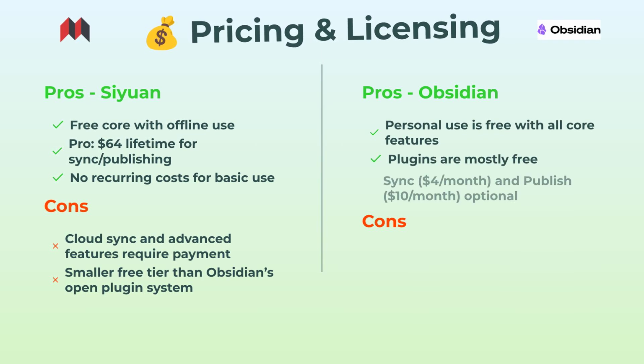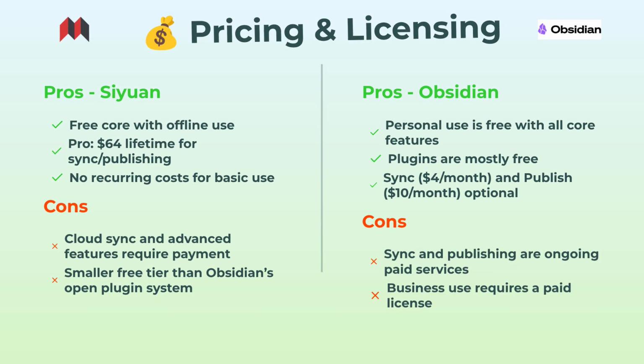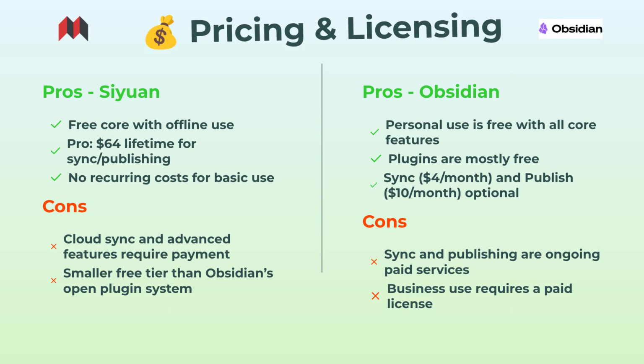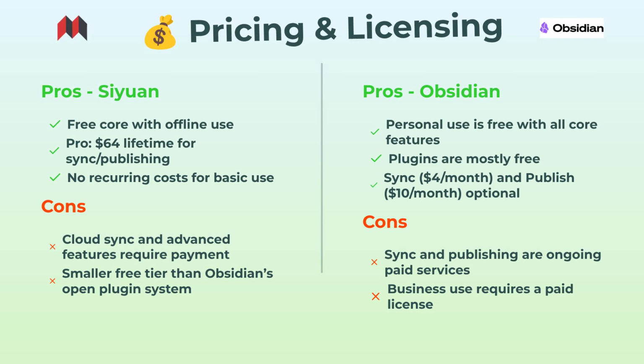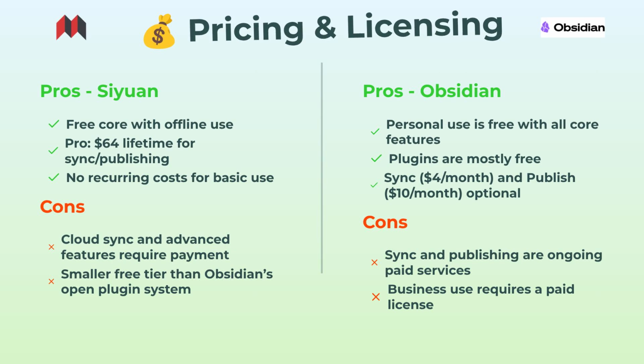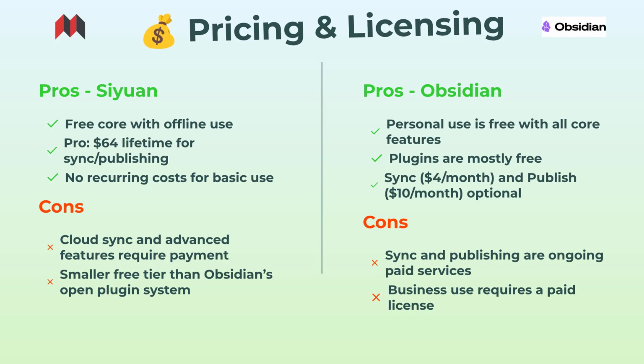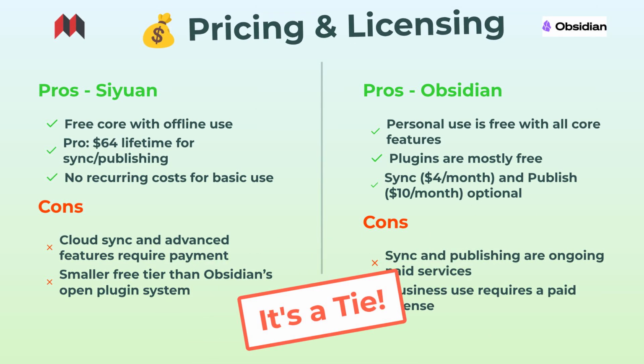For Obsidian, personal use is free, all the core goodness plus plugins generally free. The catch: if you want sync or publish, that's gonna be $4 or $10 a month. For business use, you need a paid license. It's recurring, but hey, you can dodge the payments with just local use. Honestly, both are affordable depending on what you're after, so it's a tie here.